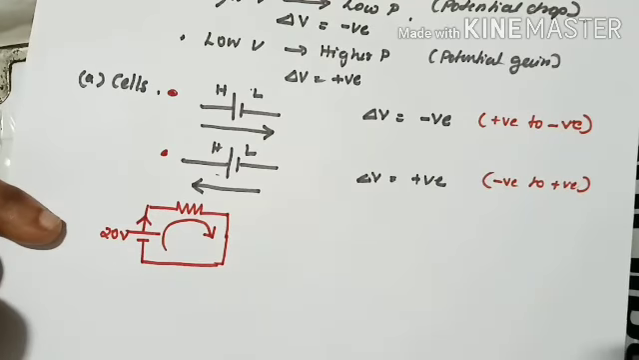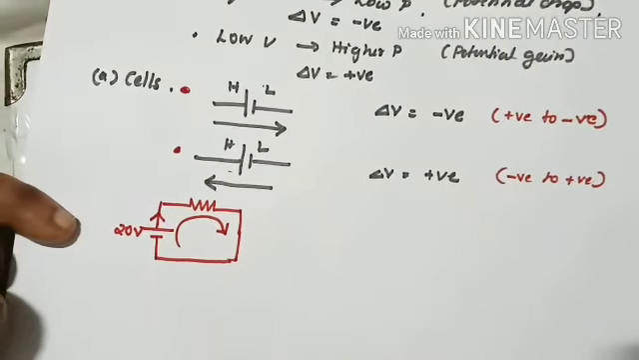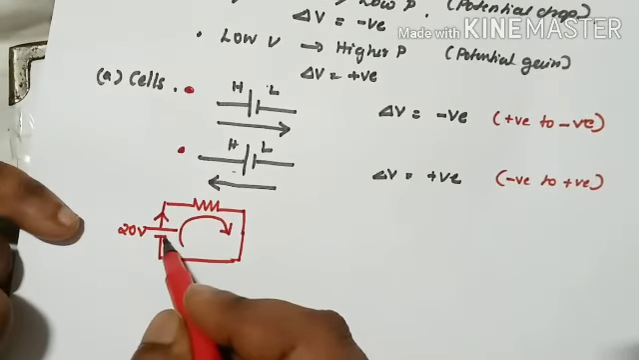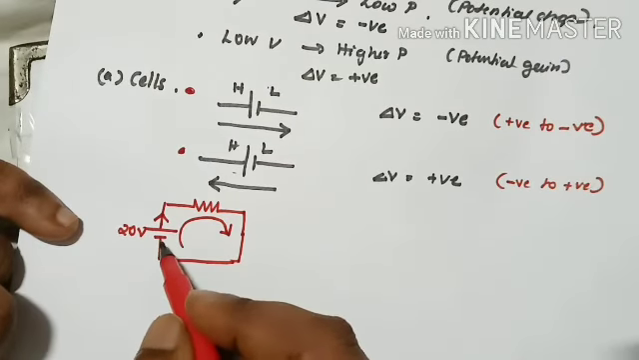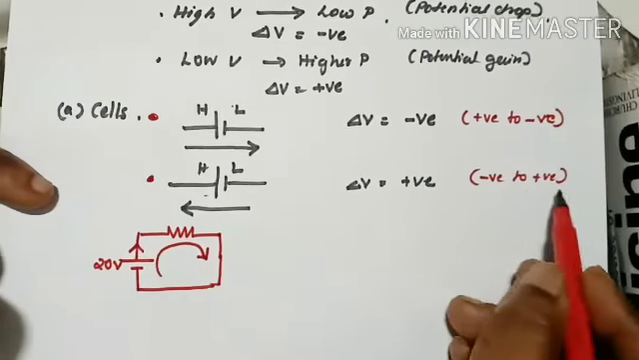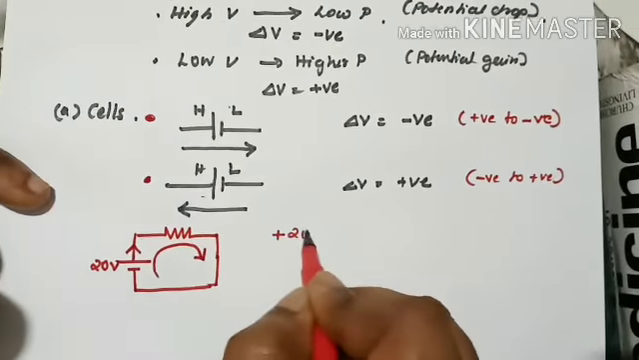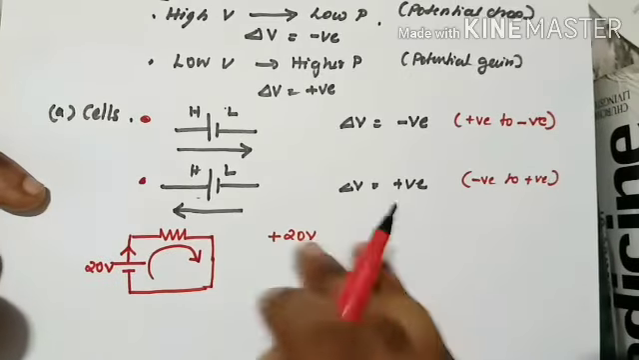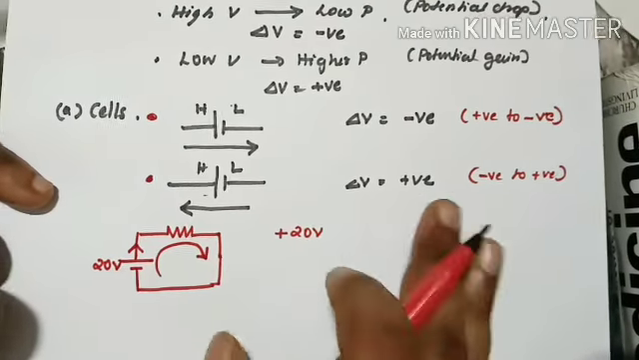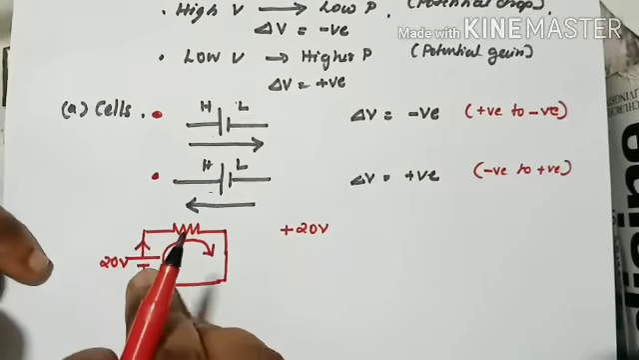So how would I write it? Would I write plus 20V, or negative 20V? See, I am moving from negative to positive. Negative to positive means the potential is plus. So I will write it as plus 20 volt. The rest of the part we will deal with later on. I just want to make you understand how to write an equation. Clear?